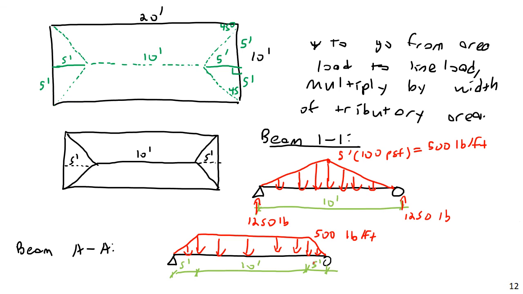So 5,000, and then 500 times 5 is 2,500. So we have 7,500 pounds total. 7,500 over 2, and I believe we would have end reactions, if I math that correctly, of 3,750 pounds and 3,750 pounds. Now note that those are our basic tributary areas.